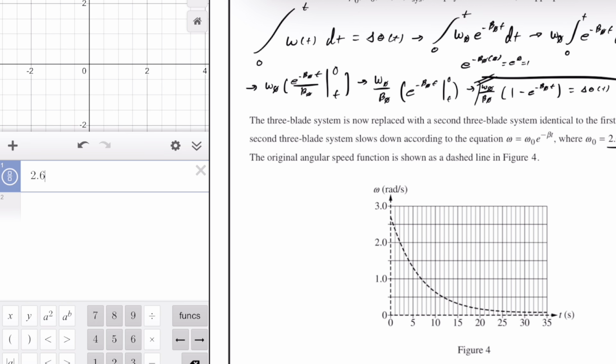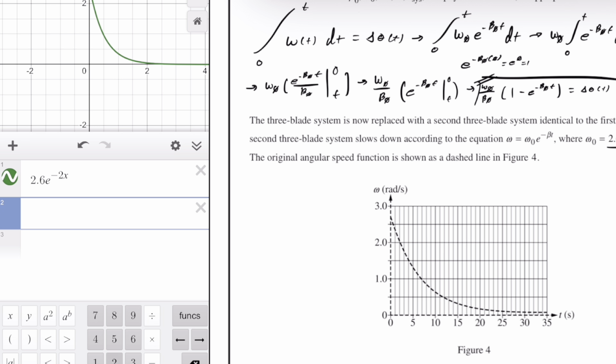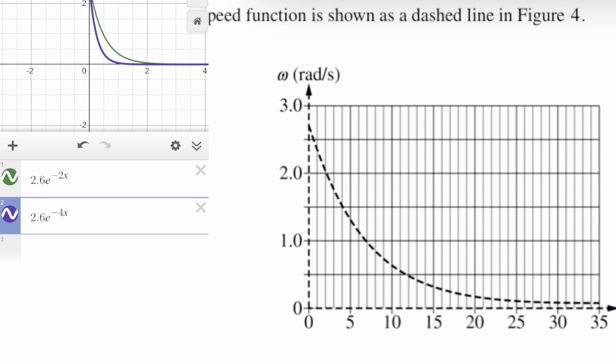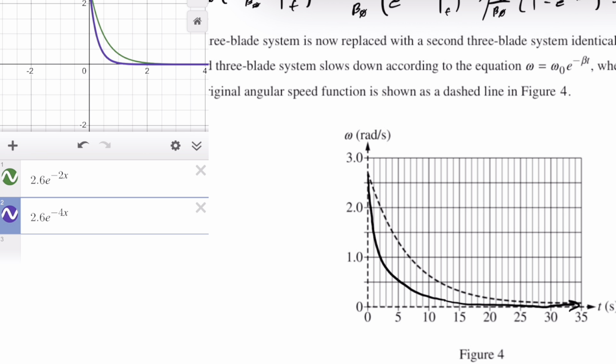So I'm going to call W naught 2.6 in decimals. We're going to visualize it in decimals. E raised to the negative, let's call B naught 2x. So that's that one. Now, if we increase B naught, like the problem did, because B is greater than B naught, what would happen? Let's say we call it 4x. So that one has to be under it the entire time. So that's actually steeper, like this. So that's what they wanted. No, they wanted to see that it's under it the entire time. And I can just do that by looking at the trend on Desmos.